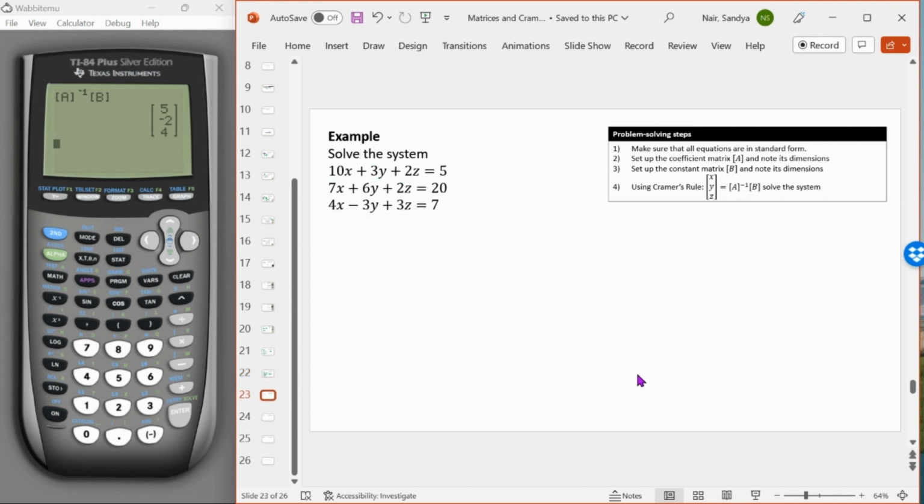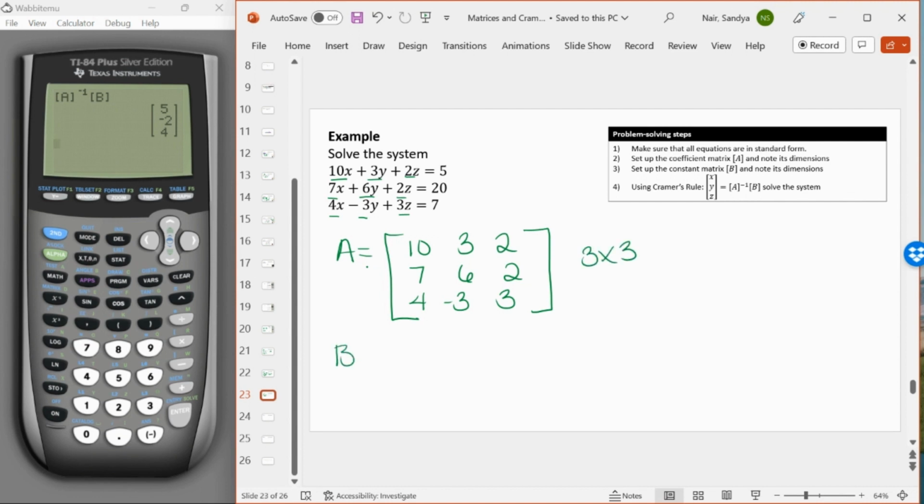So now let's try this example. So we have another 3 by 3 system. So once again, remember, we're going to start off with our coefficient matrix. So we have 10, 3, and 2. The next row from the second equation, so we have 7, 6, and 2. And then the third row from the third equation, we have 4, -3, and 3. So this is going to be a 3 by 3 matrix. And then now our constant matrix, matrix B, is going to be 5, 20, and 7. And that is going to be a 3 by 1 matrix.